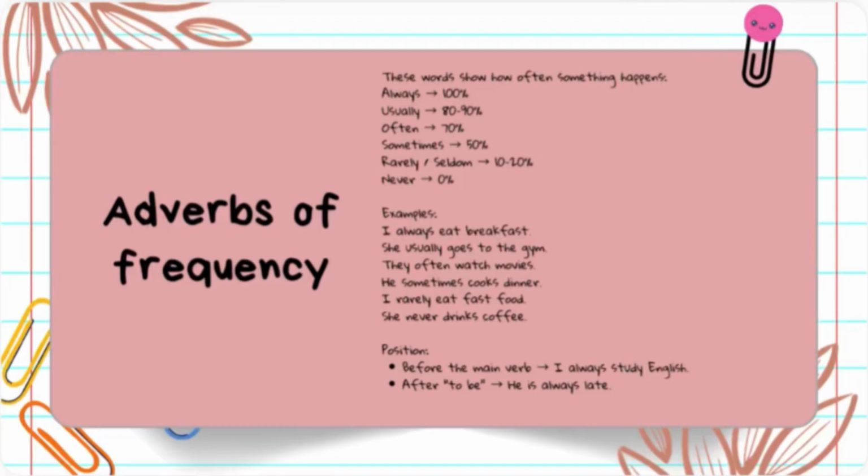She usually goes to the gym. They often watch movies. He sometimes cooks dinner. I rarely eat fast food. She never drinks coffee. Position, before the main verb or after to be. I always study English. He is always late.